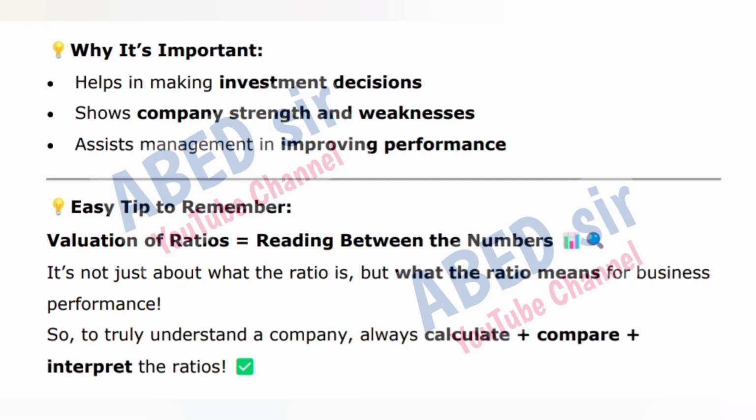Why it's important? Helps in making investment decisions. Shows company strengths and weaknesses. Assists management in improving performance. Easy tip to remember: valuation of ratios is equal to reading between the numbers. It's not just about what the ratio is, but what the ratio means for business performance. So, to truly understand a company, always calculate plus compare plus interpret the ratios.